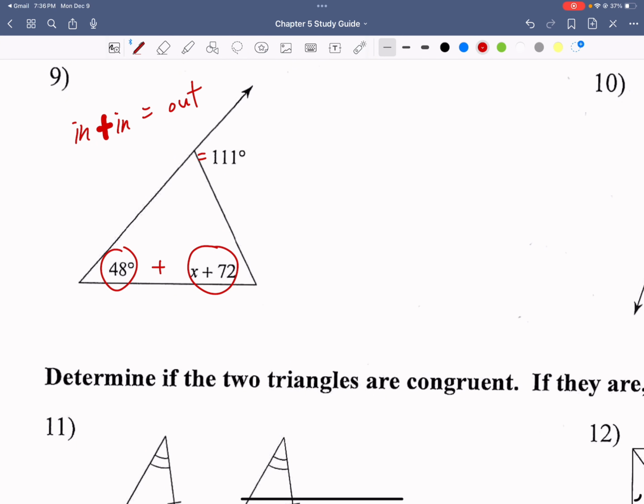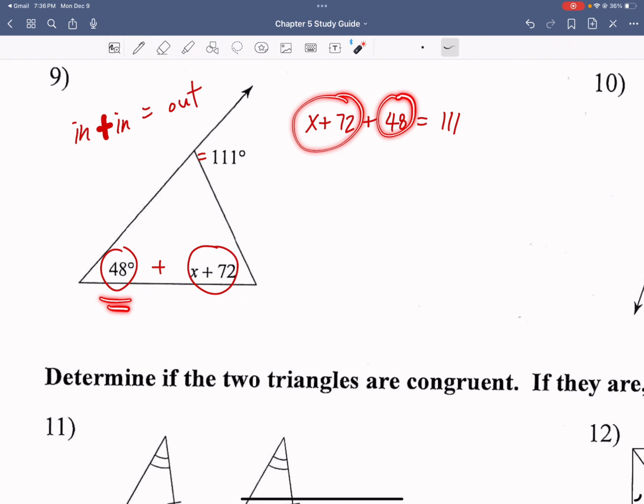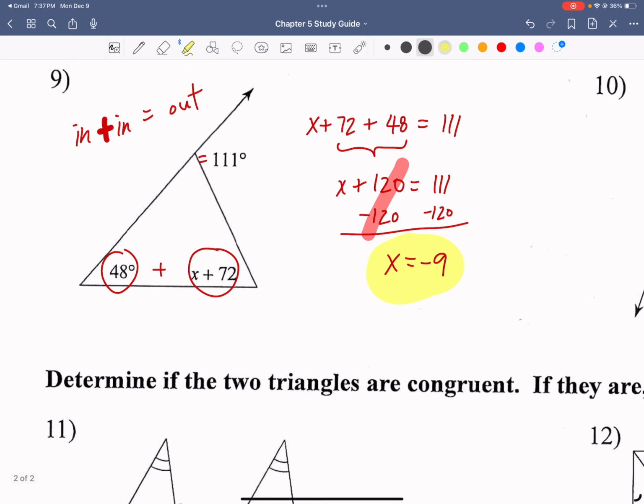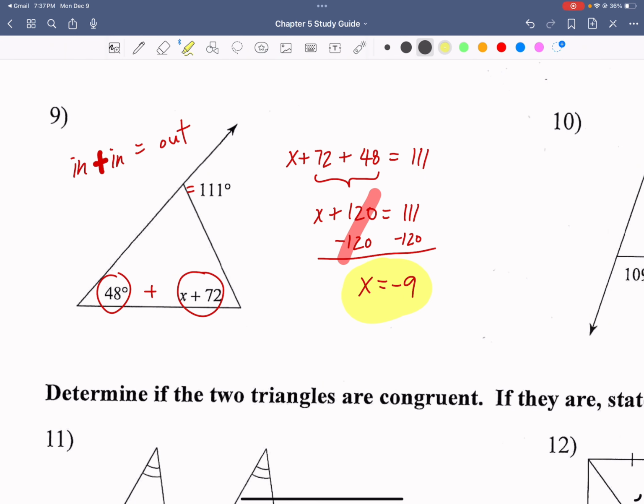Which is going to give us, again, I'm just going to swap the orders. I just like having the variable in the front. So I'm just adding these two up, okay, and then setting it equal to the outside. And then from here, it's just a matter of doing some simple algebra. The simple algebra gives us 120 equals 111. Subtract 120 on both sides. This is going to cancel. You're going to get x equals -9. And again, you may have a negative answer for your answer. Once you plug it in, your angle should be positive.